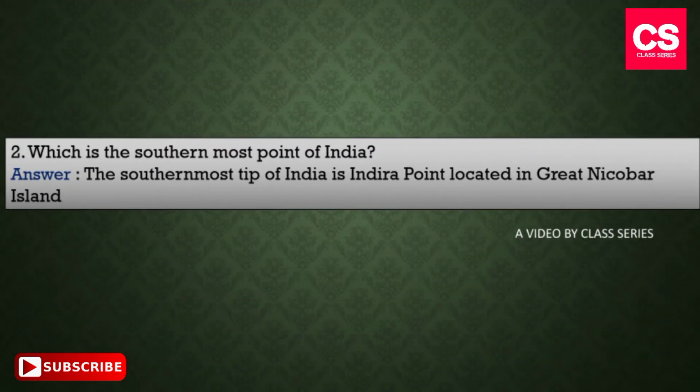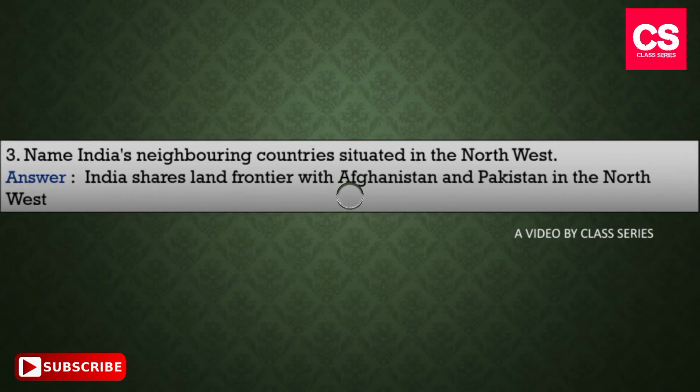Our second question is which is the southernmost point of India? The answer of this question is the southernmost tip of India is Indira Point, located in Great Nicobar Island. Our third question is name India's neighboring countries situated in the northwest. The answer of this question is India shares land frontier with Afghanistan and Pakistan in the northwest.